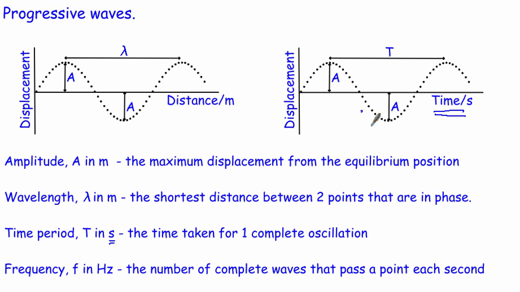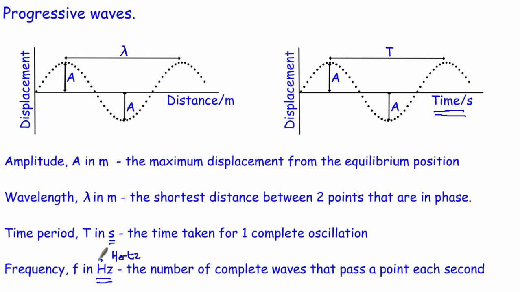Now, time period is really useful if you want to know, for example, how long one oscillation lasts for, but often we don't want that. Often we want to know how many of these oscillations happen in 1 second, and for that we instead use the frequency. Frequency is given the symbol f, which is fairly easy to remember because it's the same letter it starts with, but it's measured in hertz, and Hz is the shorthand for hertz.